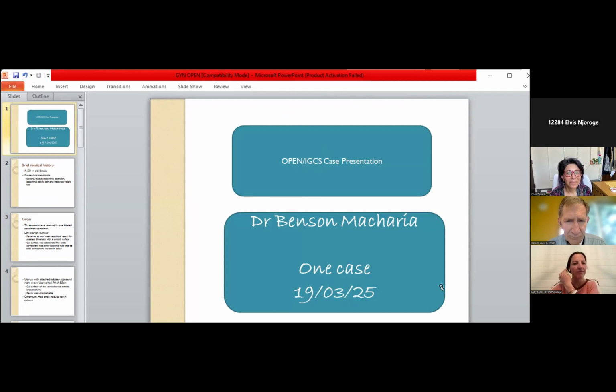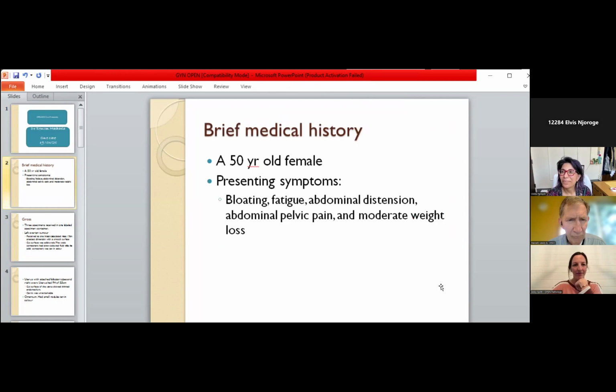So I'm going to present one case. This is a 50-year-old female who presented with symptoms of abdominal distension, bloating, fatigue, abdominopelvic pain, and moderate weight loss. I did not manage to get any other lab work that had been done.